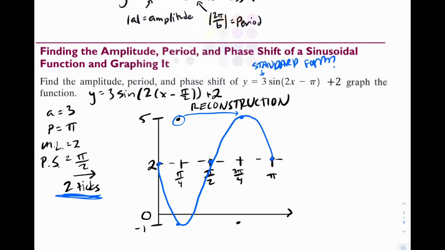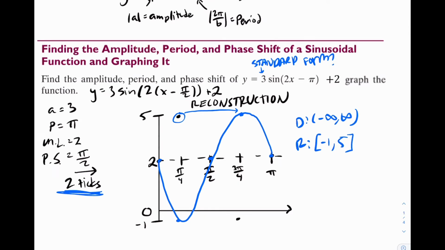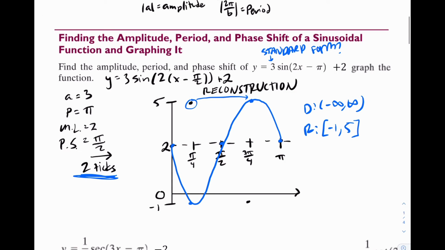To save time, I'm going to skip labeling points. You should label it in your answers, however. I'm just saving time for the video. Let's do domain and range. Your domain is going to be all real numbers, and your range is going to be -1 to 5. And there we go. There's our graph. We shifted it, no problem.